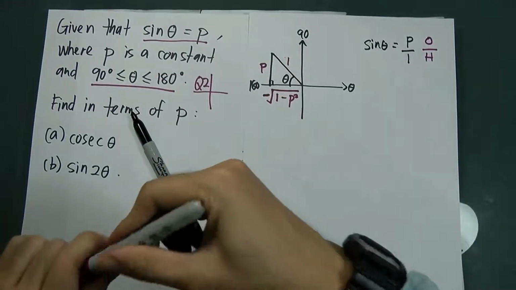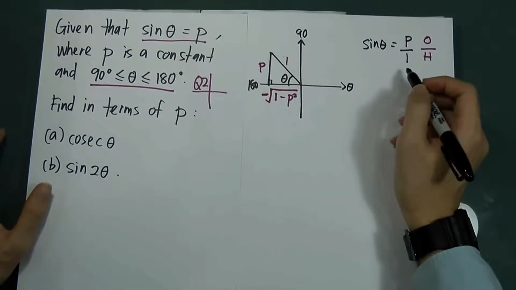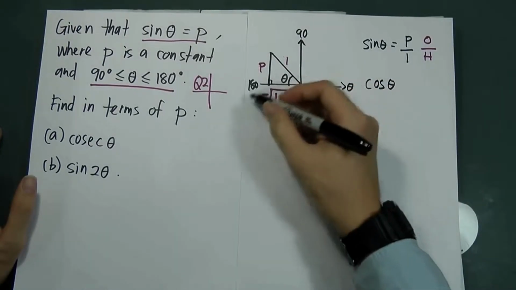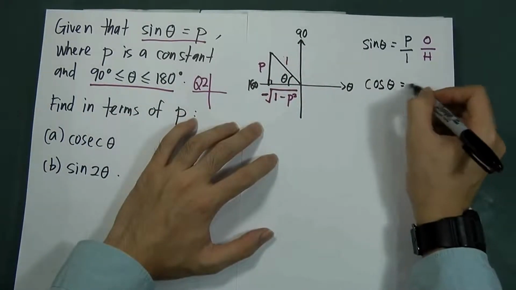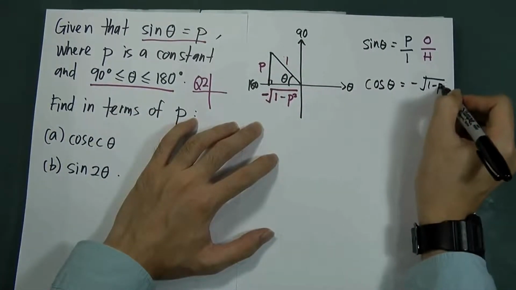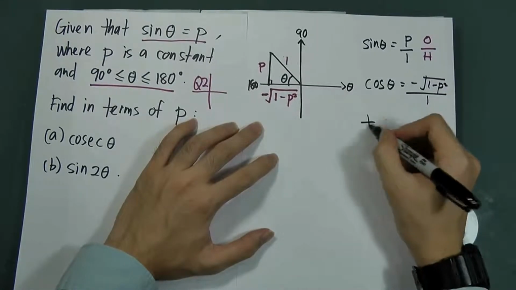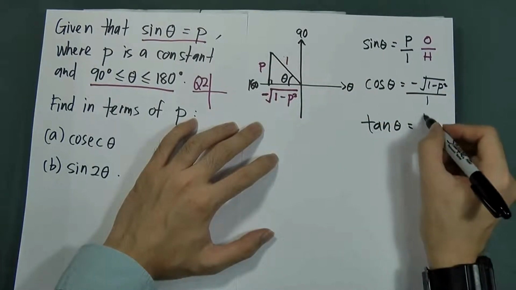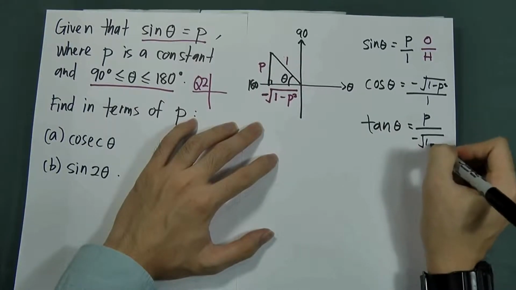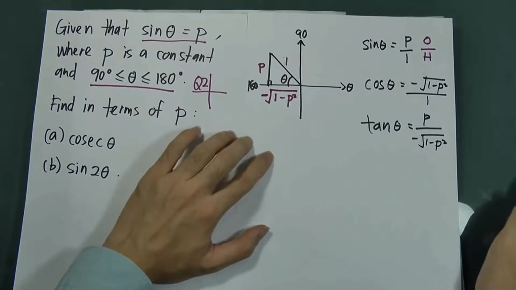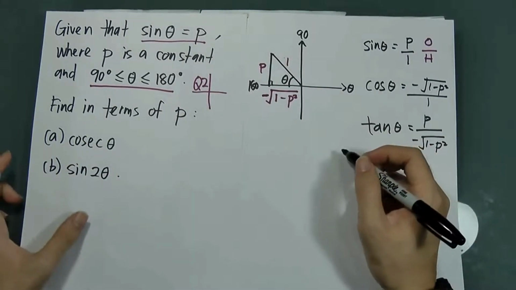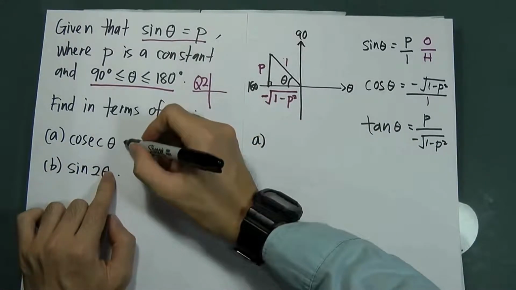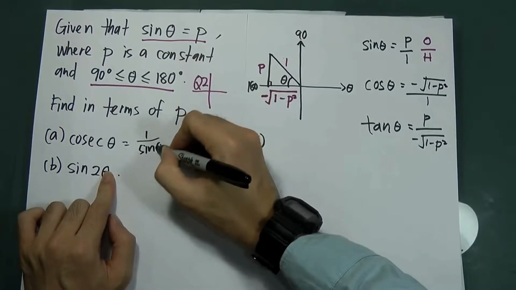So from here, given sine angle equals P, what is cos angle? From this diagram, cos equals adjacent over hypotenuse, so it equals negative square root of 1 minus P squared over 1. What is tangent angle? Tangent angle equals opposite over adjacent, which is P over negative square root of 1 minus P squared. If you got all of this, then it's very easy for you to solve. He asks you to find A, which is cosec. Cosec is equal to 1 over sine angle. So it's very easy.